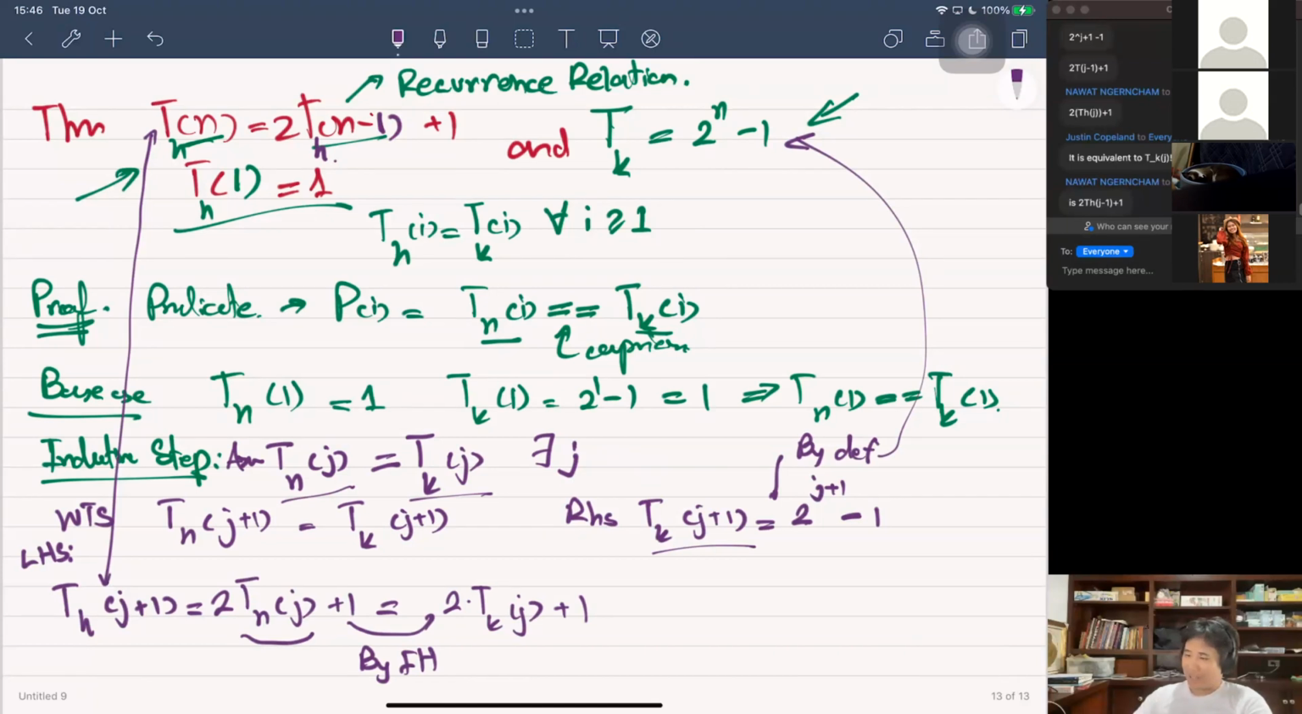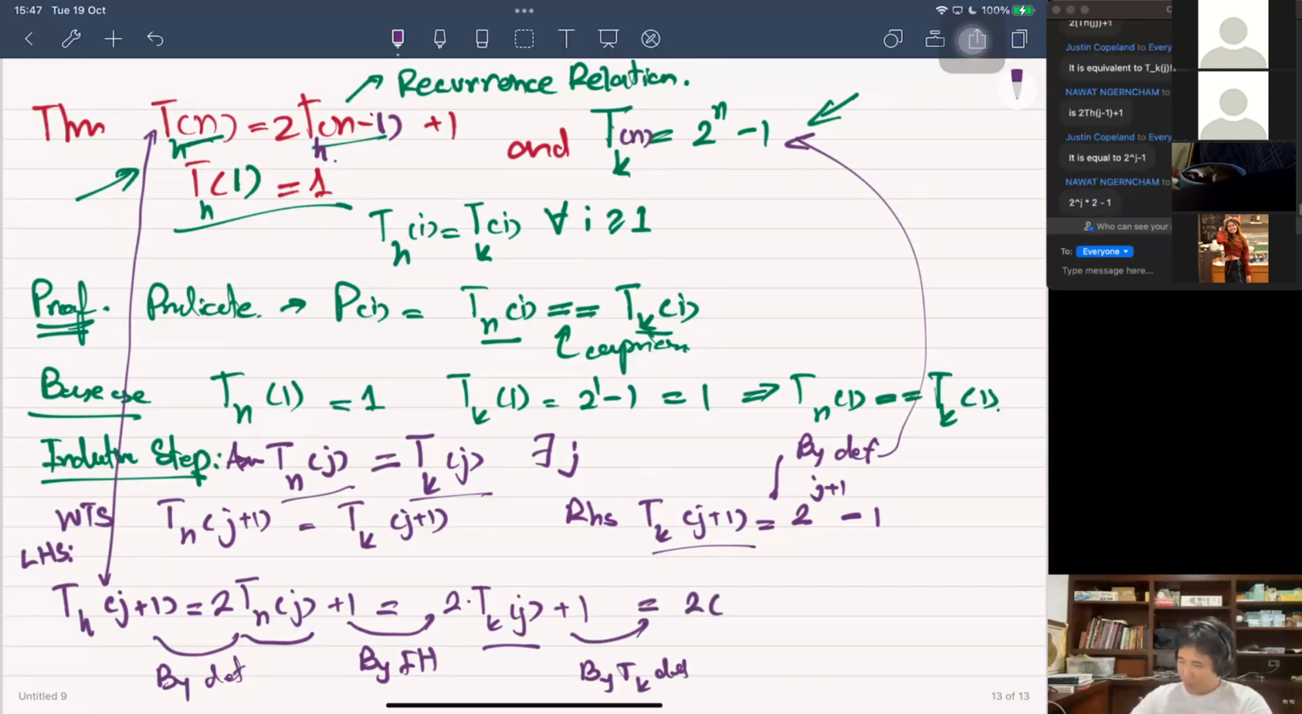What else do we know about TJ? TK of J. So this is by definition. What do we know about TK of J? Oh, I keep missing all these little symbols. What else do we know about TK of J? Good. It's by definition, right? By TK definition, it is going to be equal to 2 times 2 to the J minus 1 plus 1, which is equal to 2 to the J plus 1 minus 1, and then we're done.